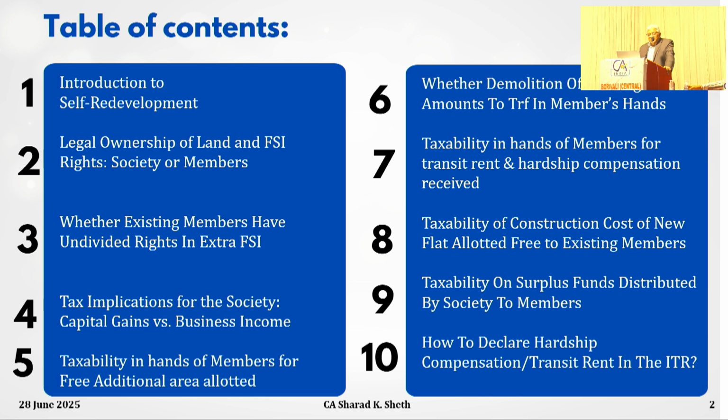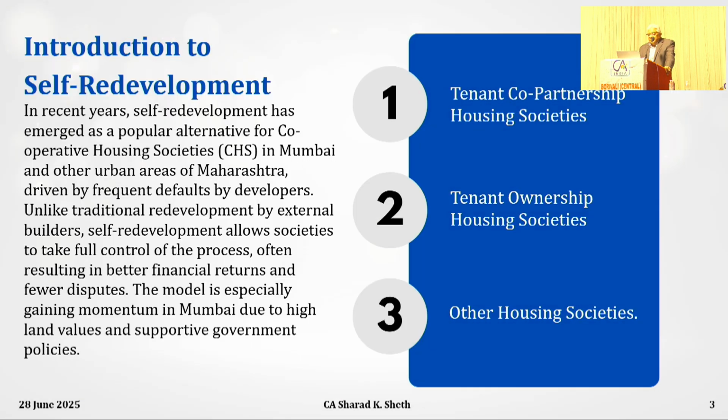And lastly, there are no issues. Of course, under self-development, when a member gets hardship compensation or transit rent, there won't be any TDS liability, as no TDS is deducted by the society. But in case of redevelopment, where the society gives redevelopment to outside developers, they are nowadays deducting tax under section 194. If a member wants to claim that as a hardship, as a capital receipt not liable for tax, how can it be declared in the return of income as well as in the claim of credit for TDS? We'll try to discuss that also.